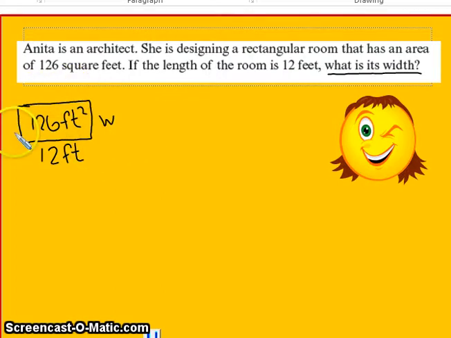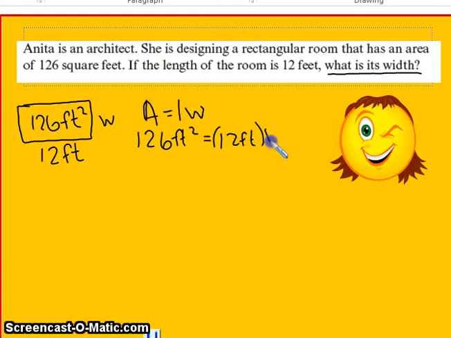Now, how did I get this area? Well, in order to get the area of a rectangle, you multiply length times width. Now, I can fill in some things in this equation. I know that A, my area, is 126 square feet. And I know that the length of my room is 12 feet. I do not know the width. That's what I'm trying to figure out. So I have 126 equals 12W.